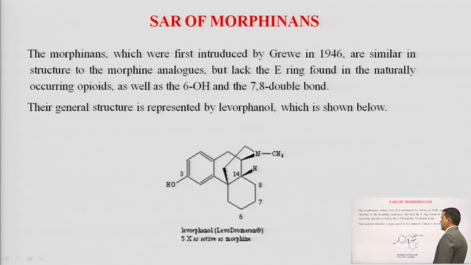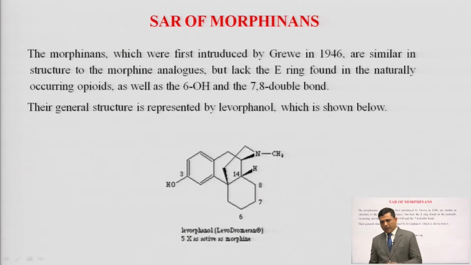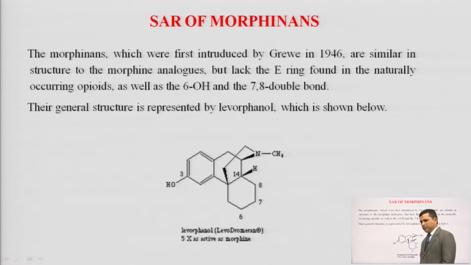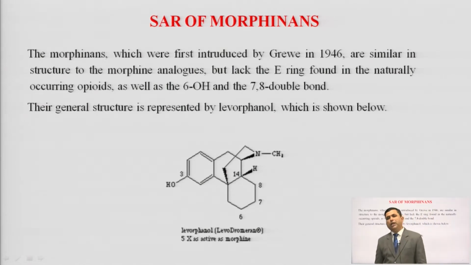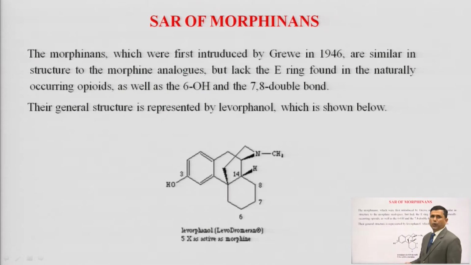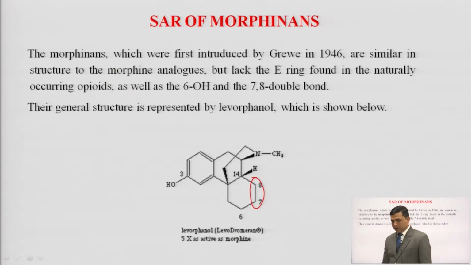Next is the structure activity relationship of morphinans, introduced in 1946 by Grewe. It has a similar structure to the morphinan analog, because it has the carbon nitrogen skeleton of morphine, with the only difference that ring E is absent, as well as the 6 OH and the 7,8 double bond. And this is the structure of levorphanol.